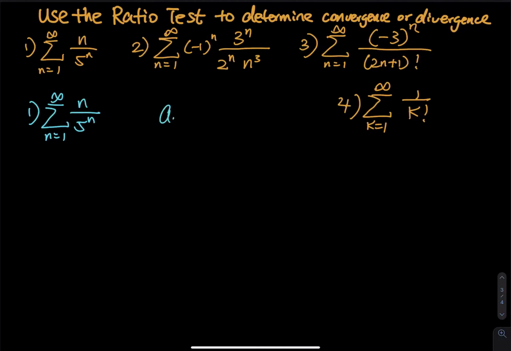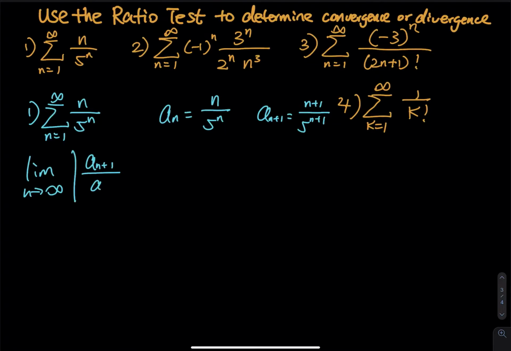So we have a_n, which is the series, n divided by 5 raised to the nth power, and then the next term, n plus 1. So you replace the n with n plus 1. And then we have the limit as n approaches infinity of the absolute value of a_(n+1) divided by a_n.